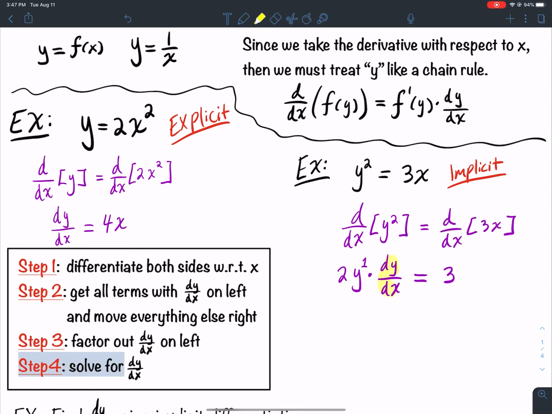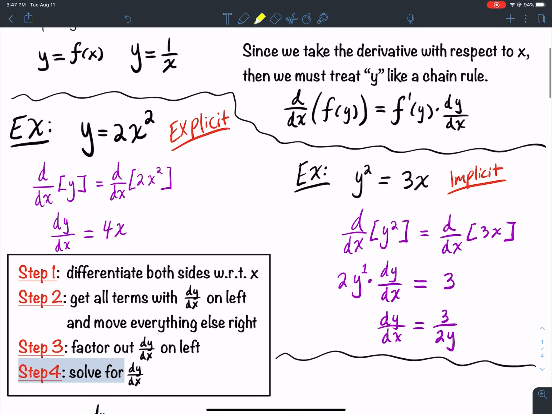Now the last step, solve for dy dx. How do I solve for dy dx? I divide both sides by 2y. And if I divide both sides by 2y, I get 3 over 2y there. Okay? So I hope this step by step helps you out. This one here, we could skip step 2 and step 3. Typically, you've got to use step 2 and step 3 when you start talking about more complicated implicit derivatives, and we'll save that for the next video.